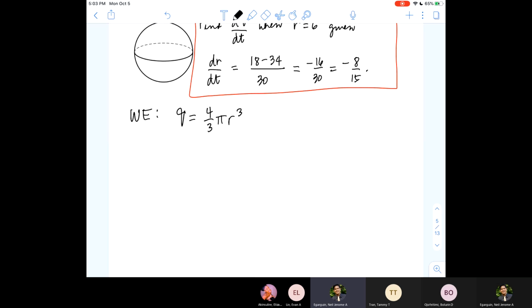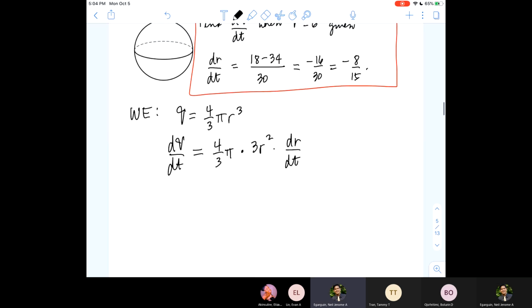I can proceed to applying the mathematical operation. In this case, it's implicit differentiation. So we take the derivative of both sides with respect to time. So we'll have dv over dt on the left, and we differentiate the right side with respect to time, keeping in mind that 4/3 pi is a constant, so maybe you can just copy it over, times the derivative of r cubed, which is 3r squared. Chain rule kicks in, so I'll have a dr over dt. Okay.